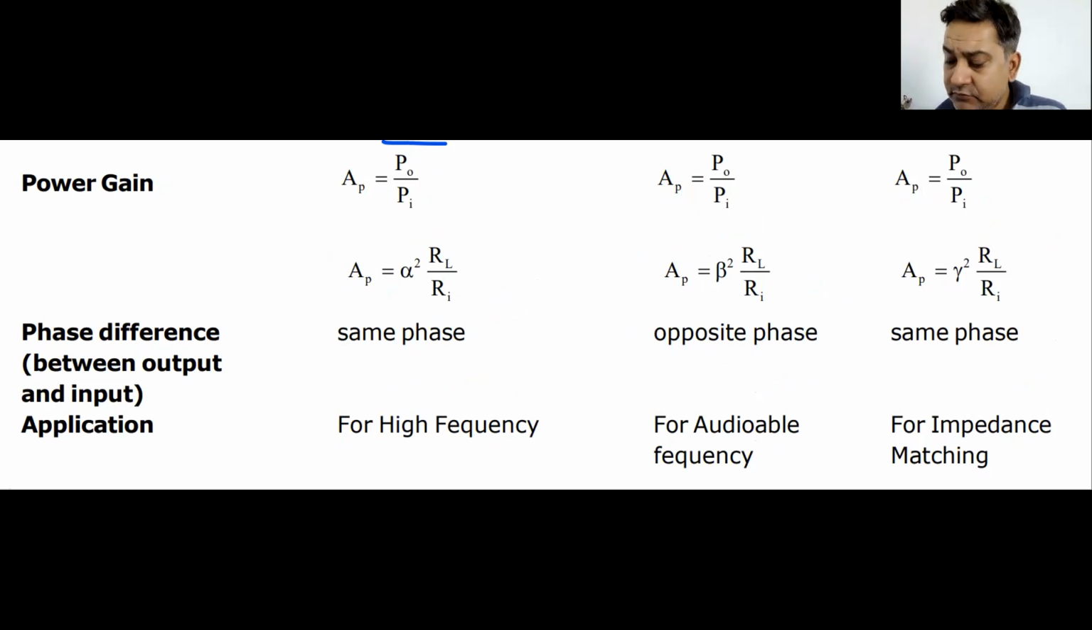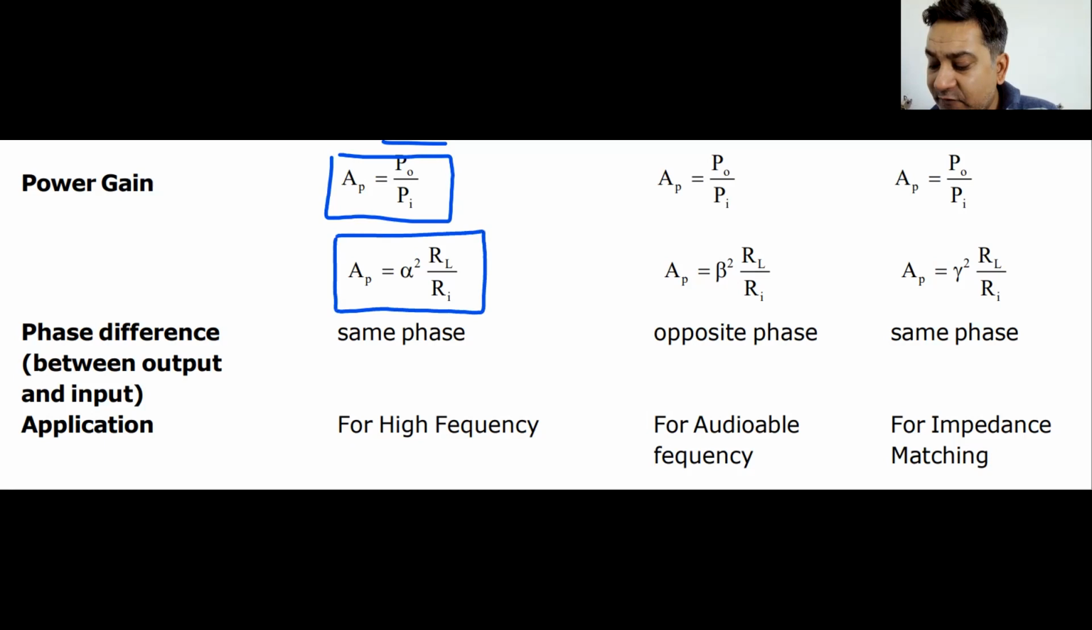Power gain is output divided by input. Everyone understands this? I square R is output, I square R is the input. I is IC in some cases, IE in some cases, IB in some cases. Whatever happens, this will be the formula that we'll get. In common base, it will be alpha square RL by RI. In common emitter, beta square RL by RI. In common collector, gamma square RL by RI.